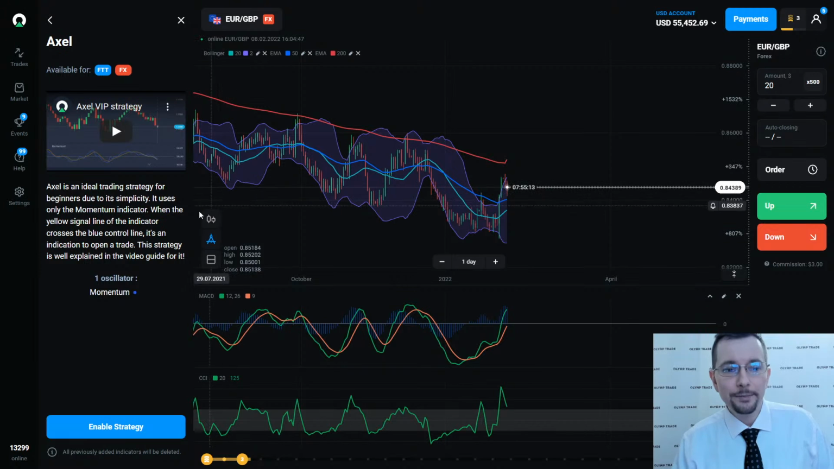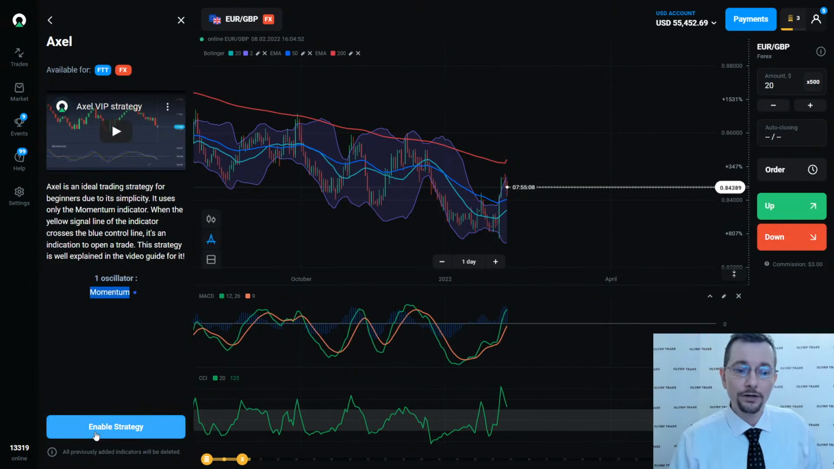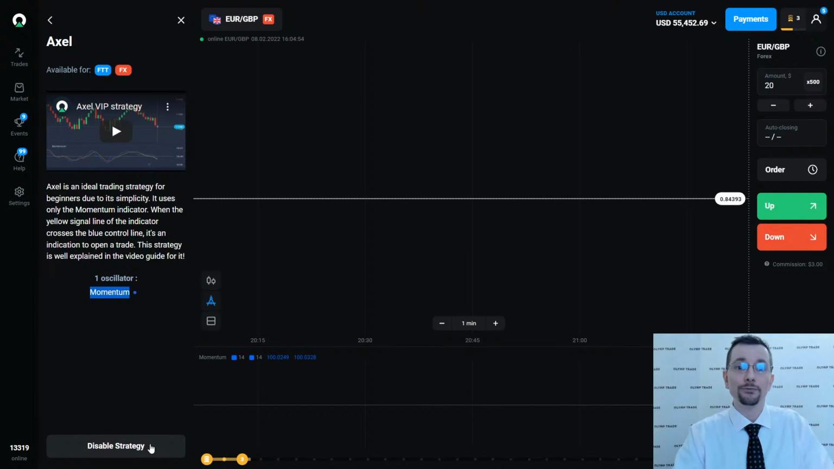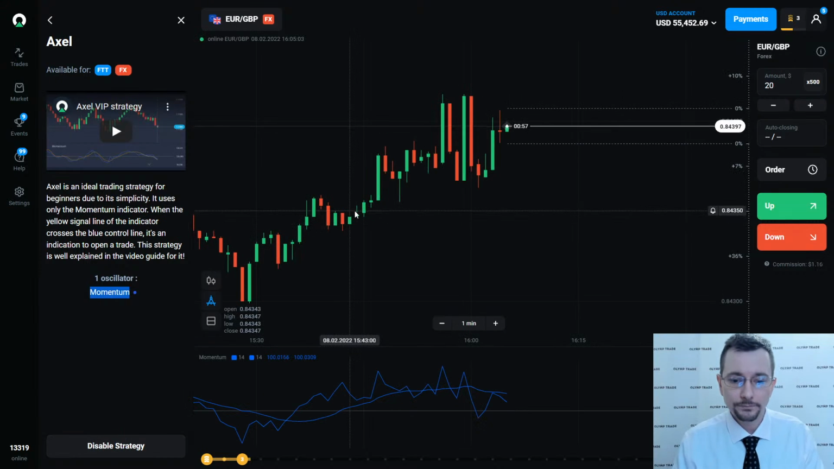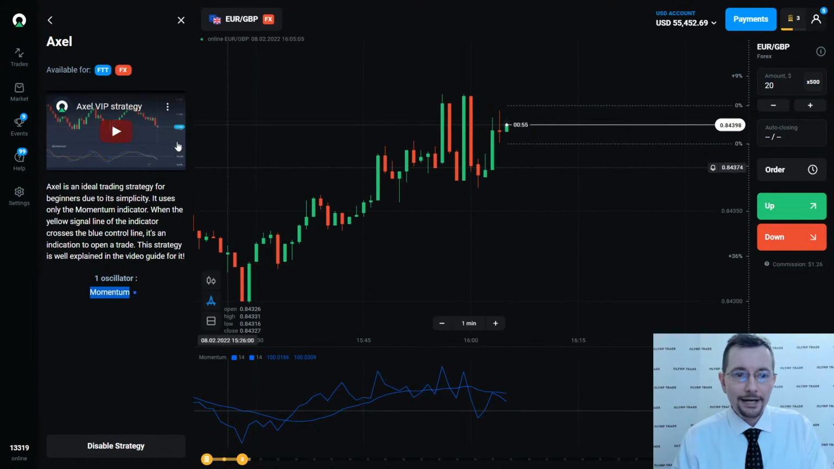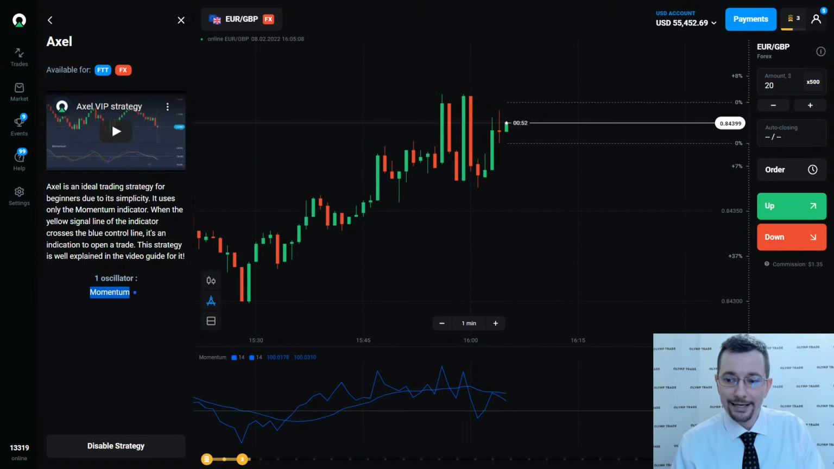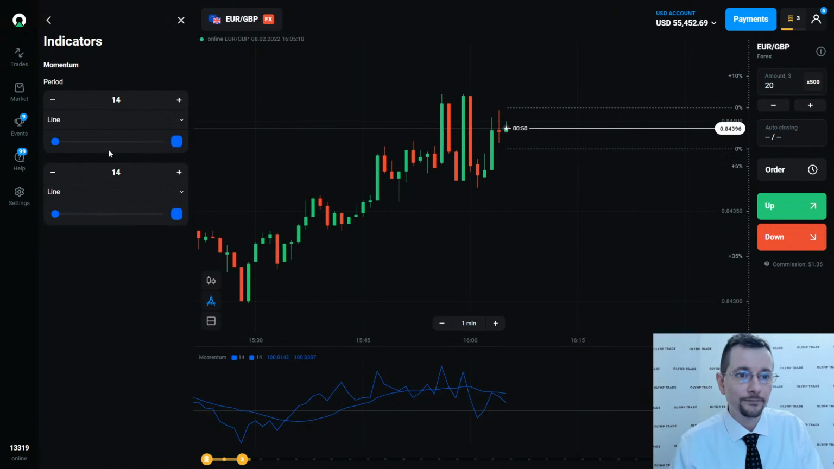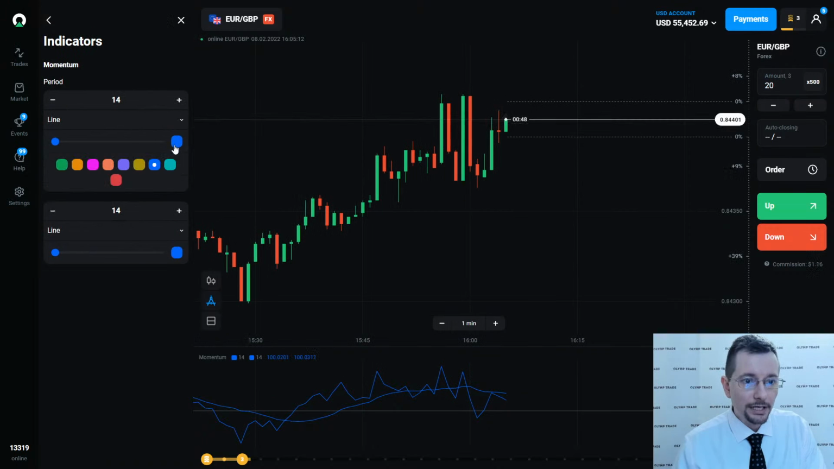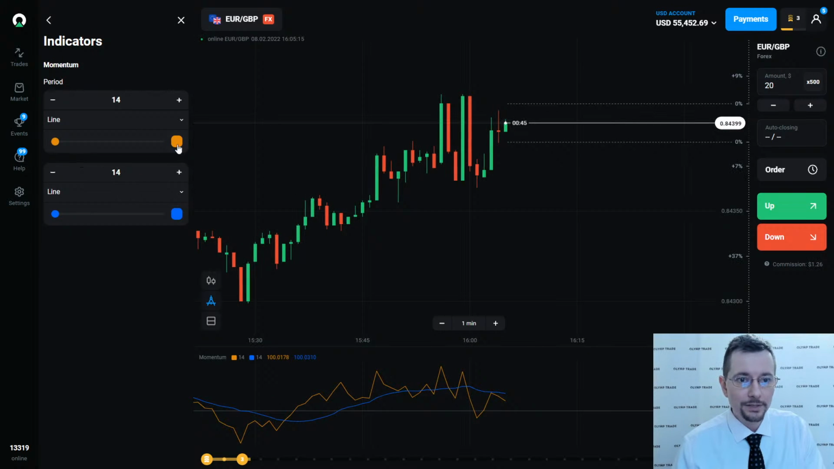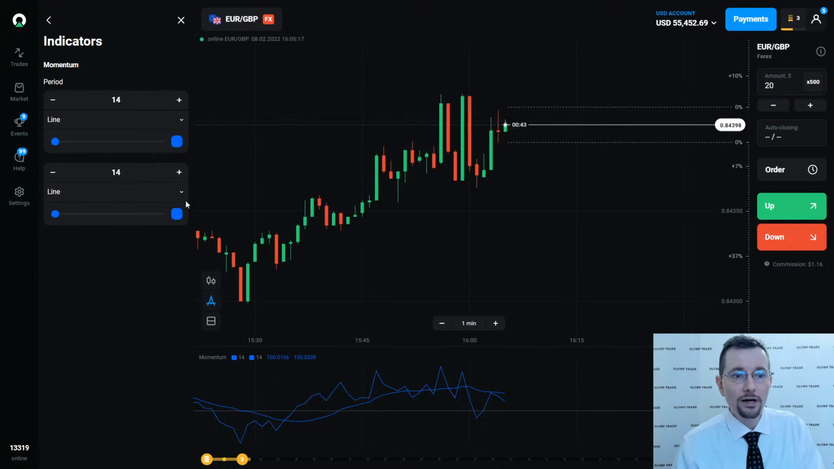So the Axel VIP strategy uses only one oscillator, the momentum, and I'm going to click on the enable strategy button right here, and it's going to get rid of all of my technical analysis, but that's okay because this one indicator really gives us a lot of what we're looking for. Another thing that you may want to do is go ahead and change the initial indicator line to something more appealing. So this bottom line, you want to go ahead and change it to gold because this is going to be our indicator line.